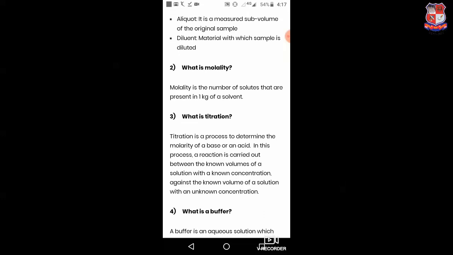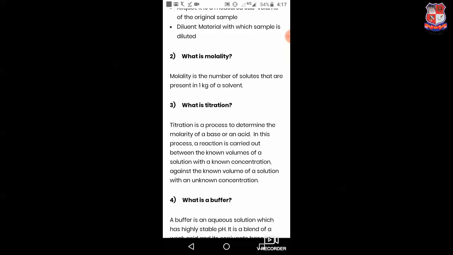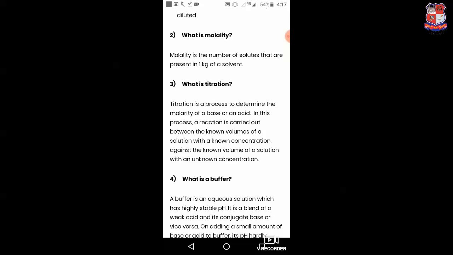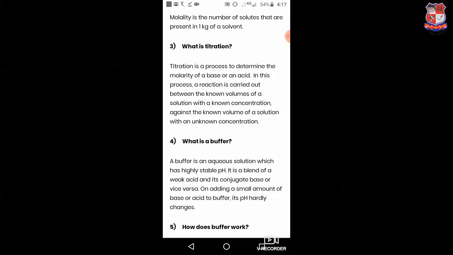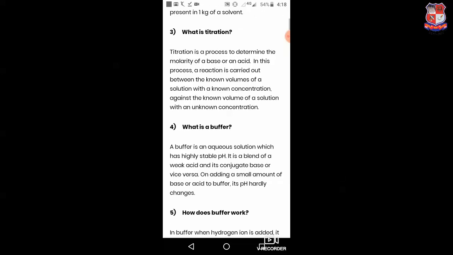What is molarity? Molality. Molality is the number of moles of solute present in 1 kg of solvent. What is titration? Titration is the process to determine the molarity of a base or acid. In this process, a reaction is carried out between a known volume of a solution with a known concentration against a known volume of a solution with unknown concentration.